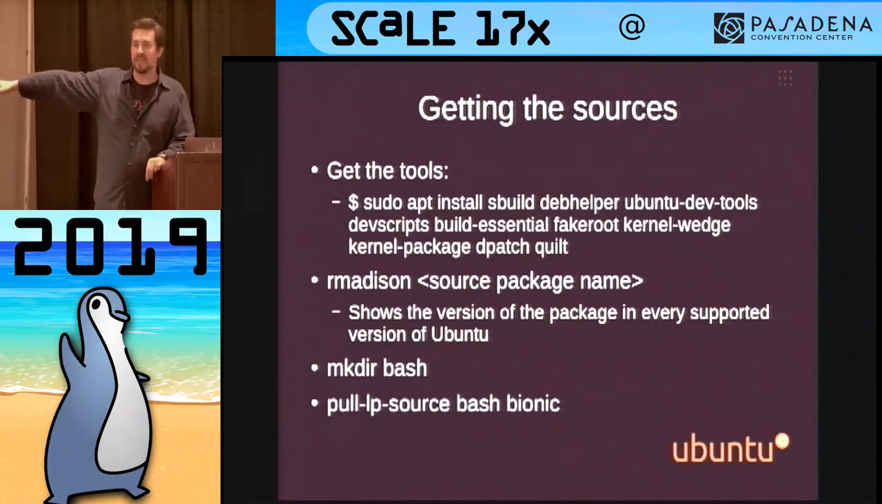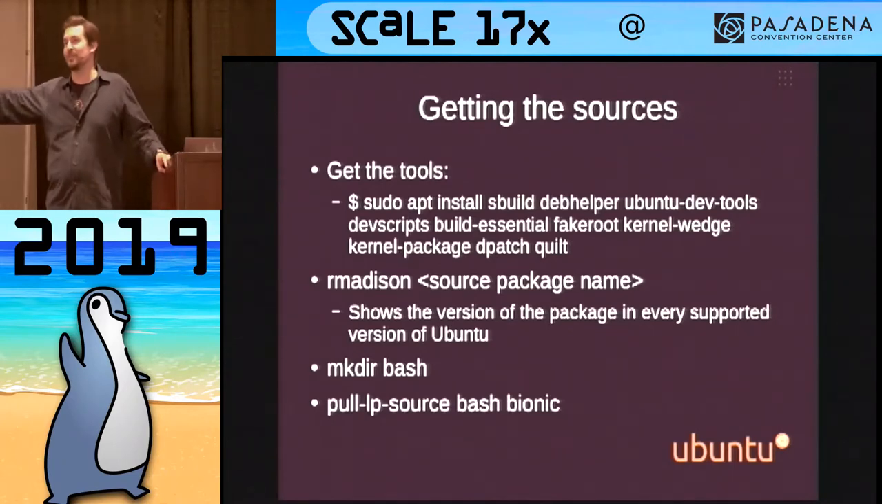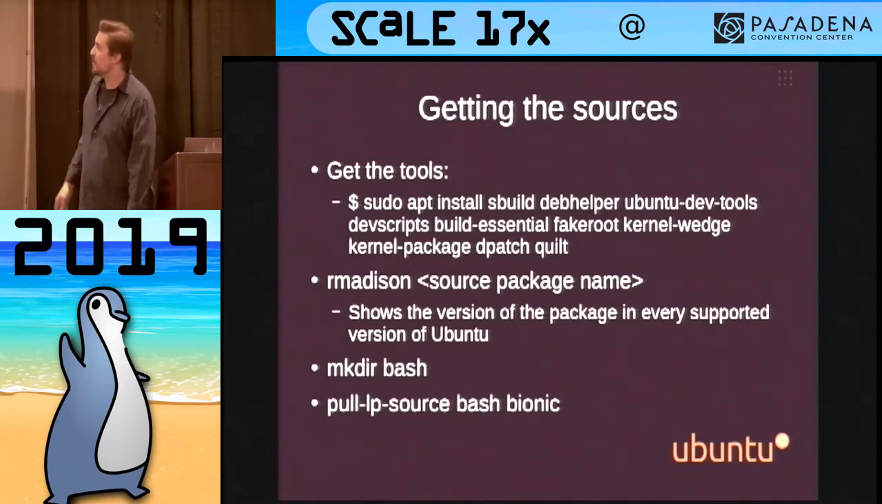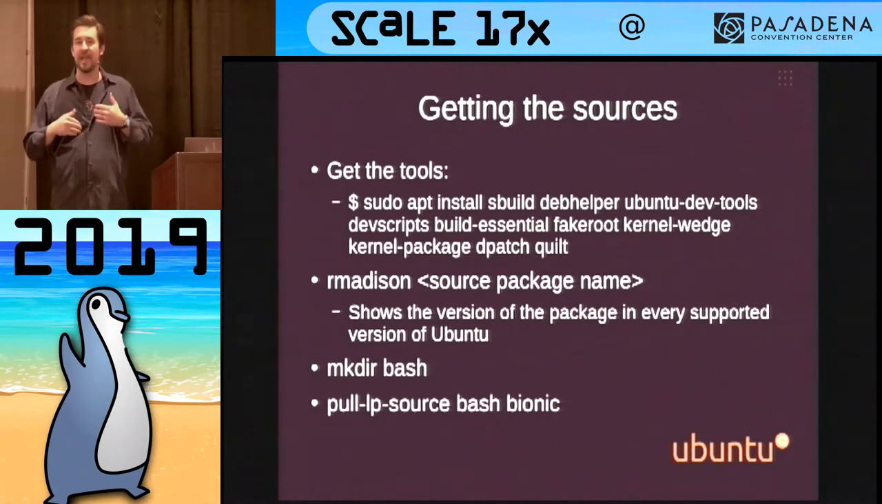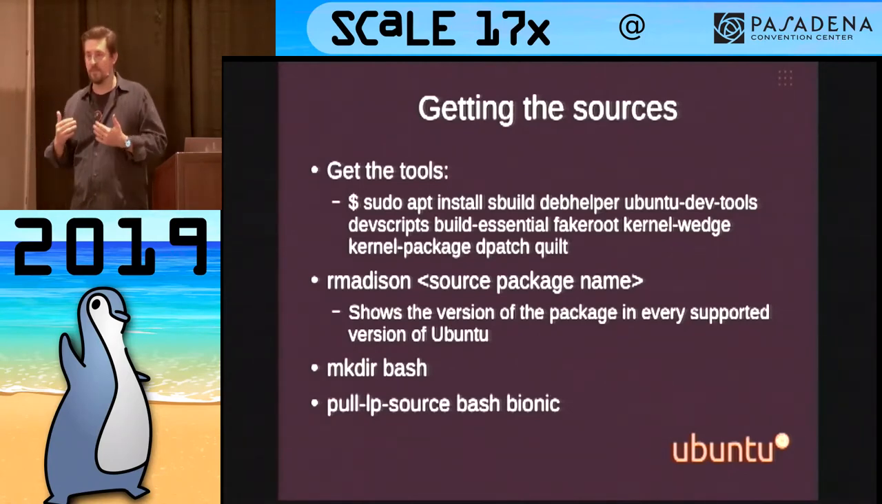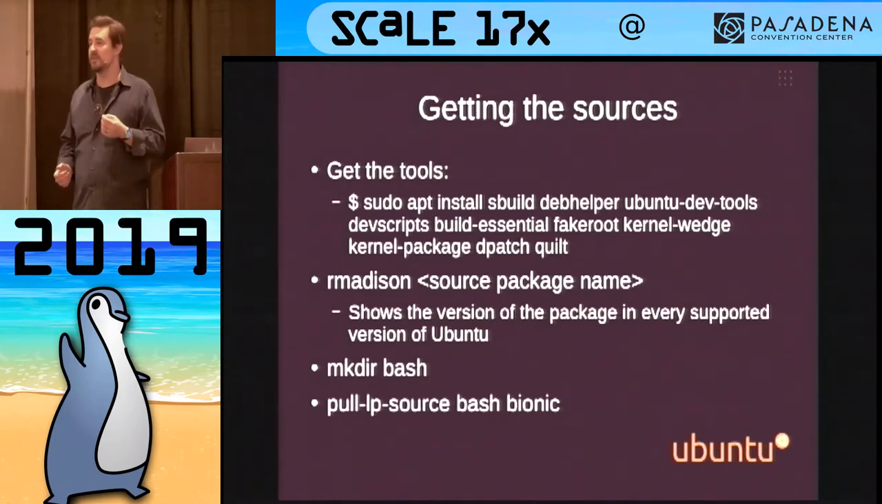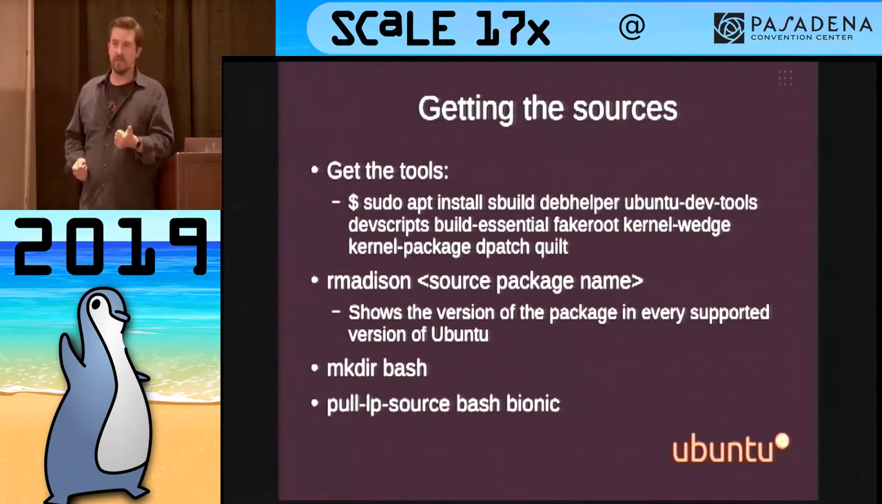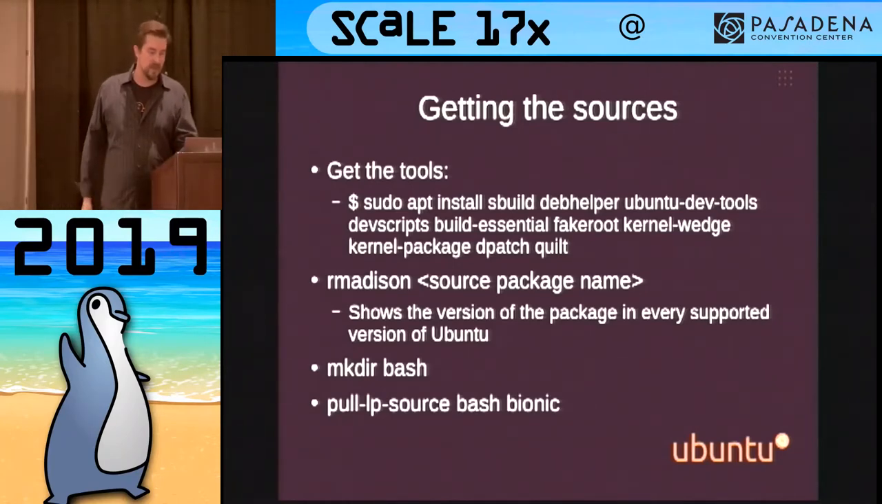Has anyone heard of rmadison before? All right, I'm going to blow your mind then because this is amazing. This is one of my favorite tools for finding things about Ubuntu. What it does is it shows the version of every version of that package in every supported archive of Ubuntu. So it'll even split out what went into the original archive and the updates archive, and then maybe it might even show you what's in proposed if proposed is different than the updates. And then I'm going to just make a directory.